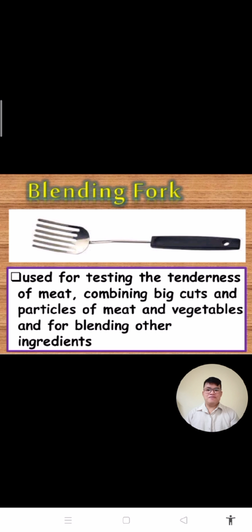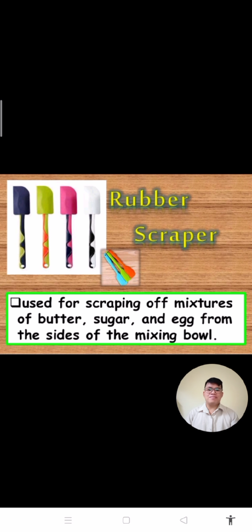We also have your blending fork, used for testing the tenderness of meat, combining big cuts and particles of meat and vegetables, and for blending other ingredients. So, from the word itself, blending. We also have your rubber scraper, which comes in different sizes and colors. It is used for scraping off mixtures of butter, sugar, and egg from the sides of the mixing bowl. So when something sticks to the sides of the mixing bowl, you use the rubber scraper.